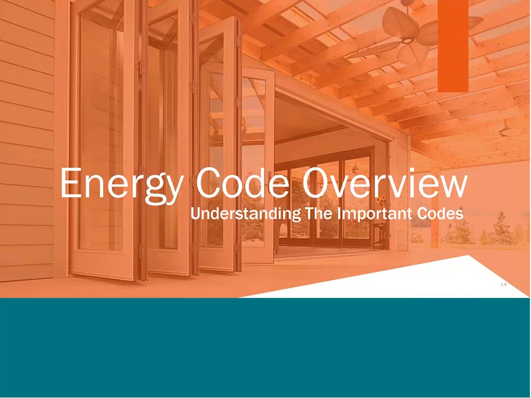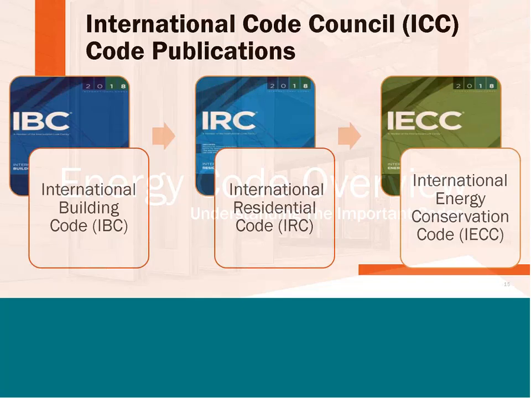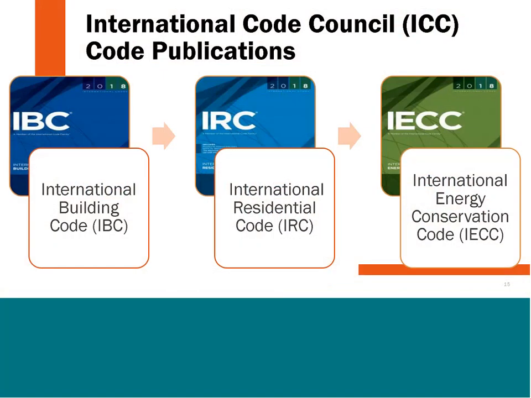So now we're going to go through the energy code overview, understanding the importance of each code. From our perspective, there are three important code books out there. They include the International Building Code, the International Residential Code, and the International Energy Conservation Code. The IBC typically covers all commercial, IRC covers family residential construction, and the IECC provides energy code requirements for the IBC, but it's also used for residential.